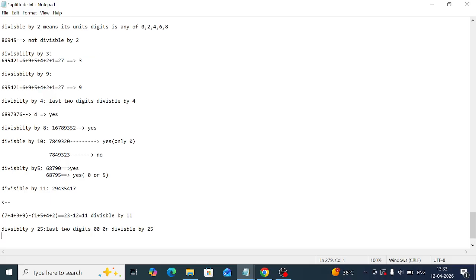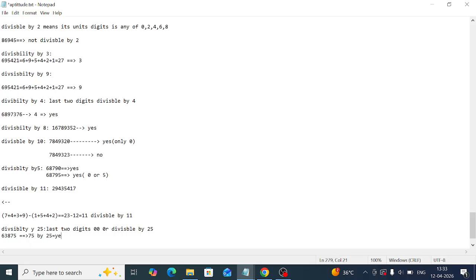See, I will tell you. If a number is 63875, last two digits what? 75. Units and tens place, 75. Is 75 divisible by 25 or not? 25 times 3 is 75, that is equal to 3. Yes or no? It is divisible by 25.